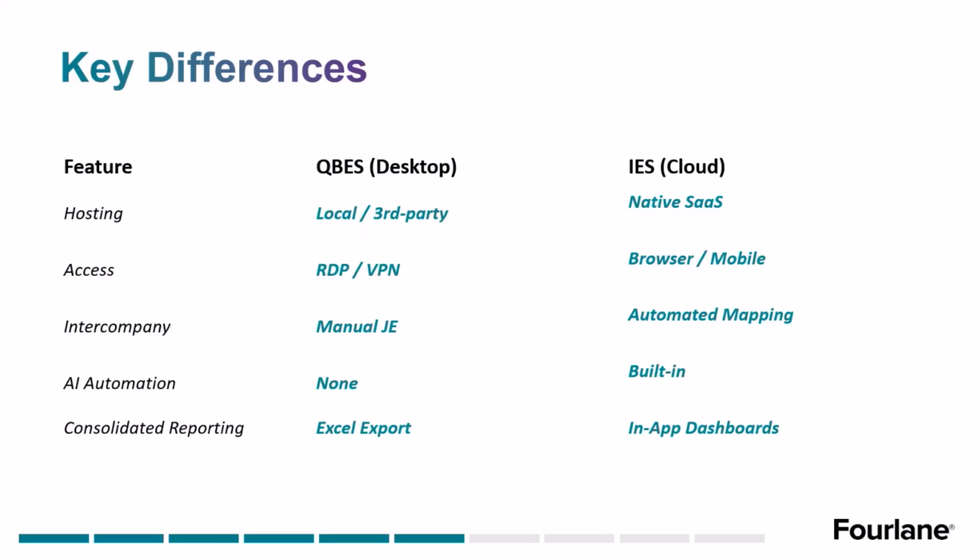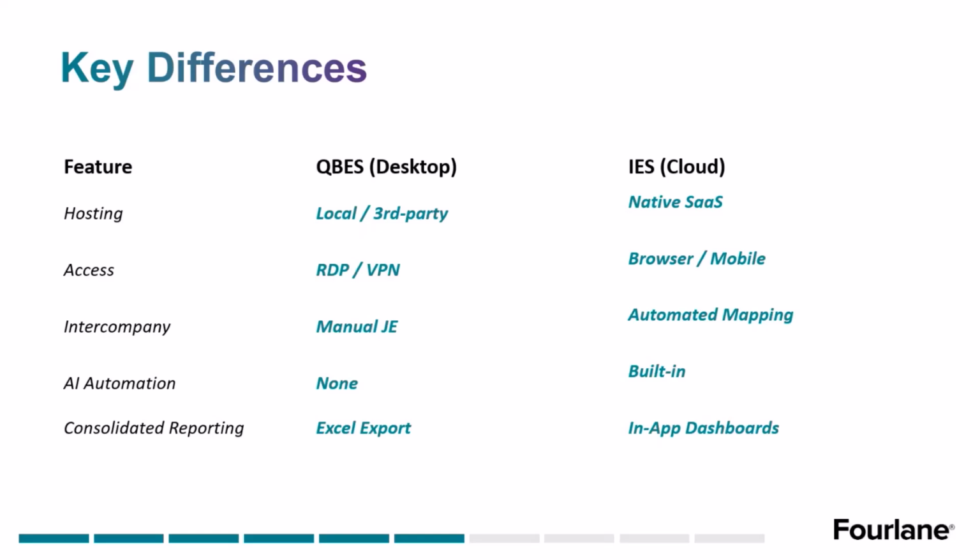Automation goes even further with IES's built-in AI. The system can learn from your transaction patterns, auto-code vendor bills, and flag anomalies that might indicate a miscoded expense or unexpected trend, something desktop simply can't do.